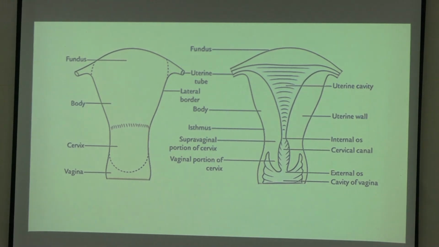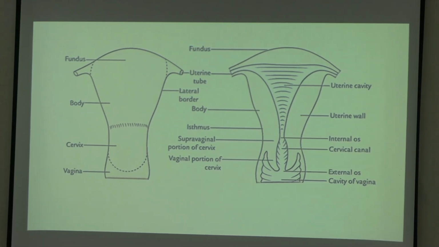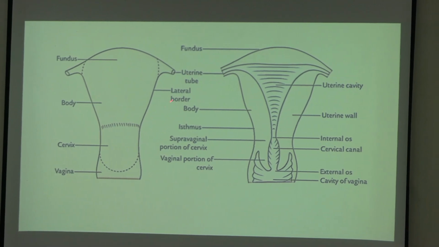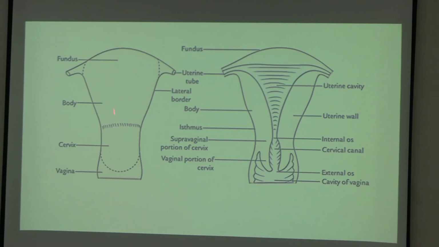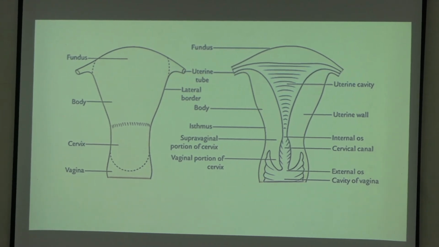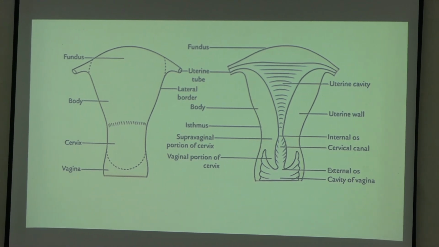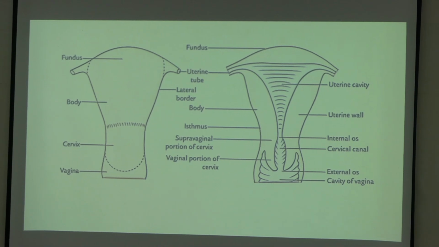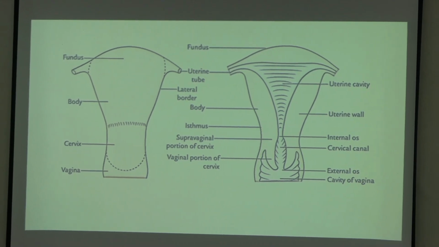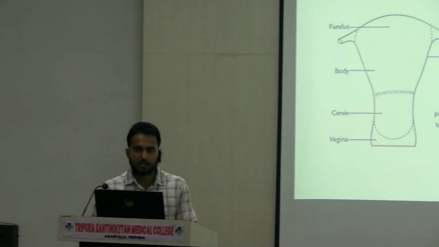Okay, so I was talking about this particular area, this lateral border. In the lateral border, we get the attachment, first of all, of the round ligament of the uterus, then the fallopian tube, and the ligament of the ovary. Okay, these are attached to the lateral border. So these are the lateral borders of the uterus. Next, if you see the body of the uterus, the uterus has two surfaces, anterior surface and posterior surface. Whatever you can see over here is the anterior surface, and behind will be the posterior surface. Okay, the anterior surface is also called the vesical surface. Why? Because it is related to the urinary bladder.